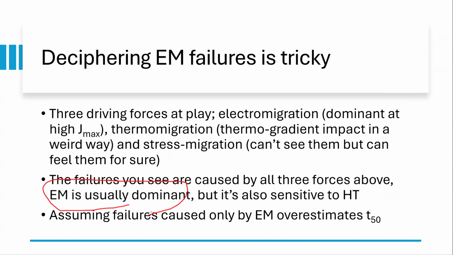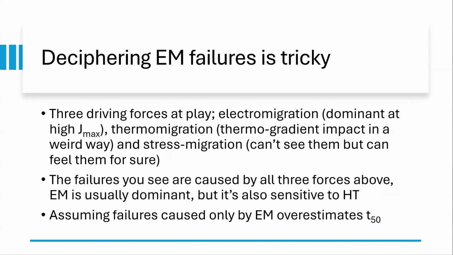Electromigration is usually dominant, but at the same time, this one should not be temperature sensitive, but it is sensitive to high temperature. All right. It's supposed to be very sensitive to current, but it's sensitive to temperature too. The reason is that the atoms will move at a higher temperature. So this means that if you look at the data and say, oh, it's caused by electromigration, you overestimate the T50, the reliability metric. Be very careful.